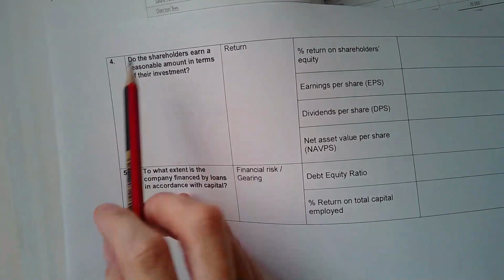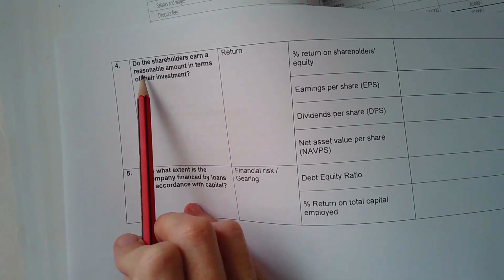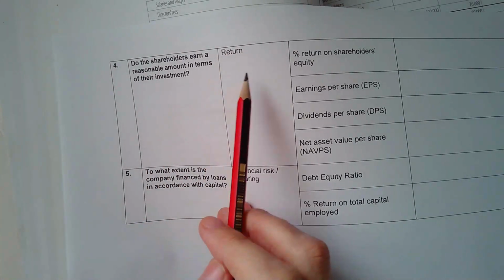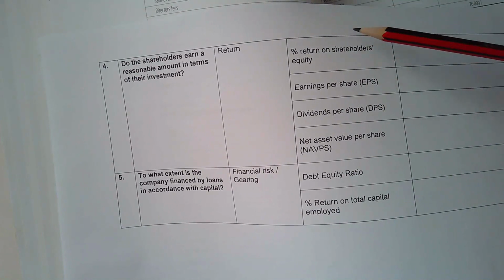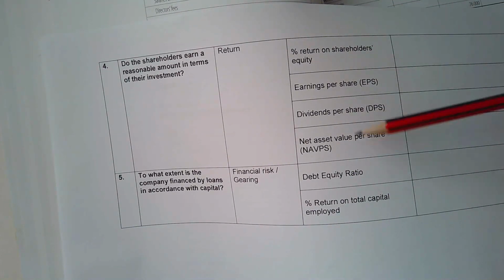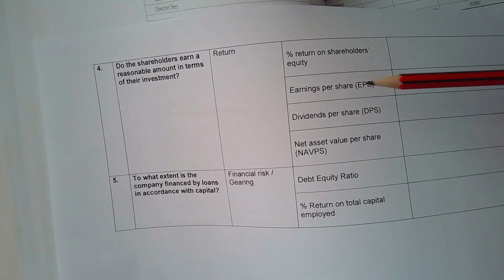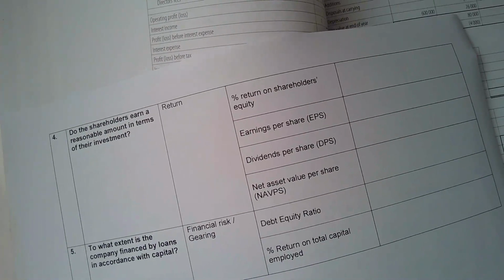So the first section, number 4: do the shareholders earn a reasonable amount in terms of the investment? We refer to it as return on investment, and there are 4 formulas applicable here. The first one is the percentage return on shareholders' equity. I've got a sheet that's already completed, so I'm going to work from this one. You can write in the formulas as we go on.